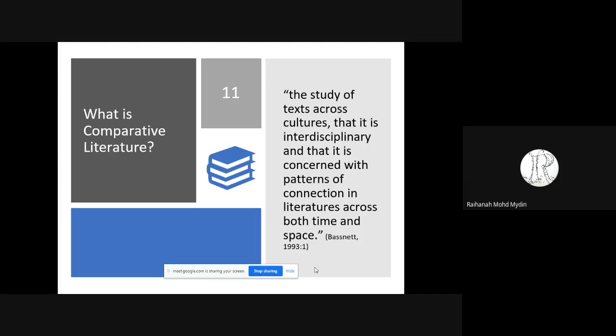Think about the second half of the definition. Look at the second half of the definition of comparative literature: patterns of connection in literatures across both time and space. Space there means geographical space. For me, when I read this, I think it refers to only one culture in a nation. Who's saying that? Is that Aimee? Yes, it's me. Okay, all right. Because I can't see your faces. Anybody else?